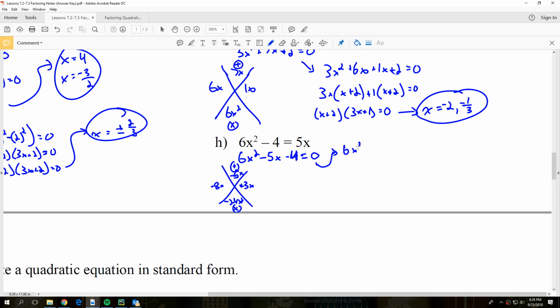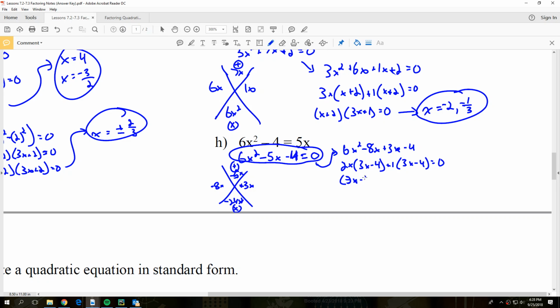So this is 6x squared minus 8x plus 3x minus 4. And I'm going based off of this, by the way. That's our standard form of this. So anyway, factor by grouping here, I'm going to pull out a 2x. That leaves me with 3x minus 4. And I'm going to pull out a 1. 3x minus 4 is equal to 0. Pull out your GCF of 3x minus 4.